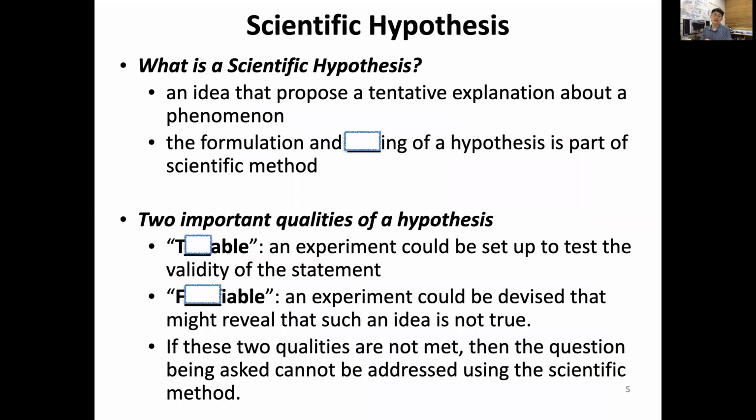So let me start with a scientific hypothesis. What is a scientific hypothesis? A hypothesis, in a simple way, is a worldview that is testable, okay? So what is a scientific hypothesis? It is an idea that proposes a tentative explanation or educated guess about a phenomenon we observe. The formulation and testing of a hypothesis is a part of the scientific method.